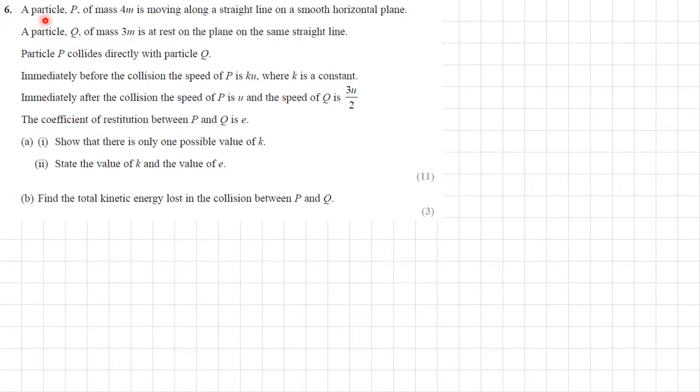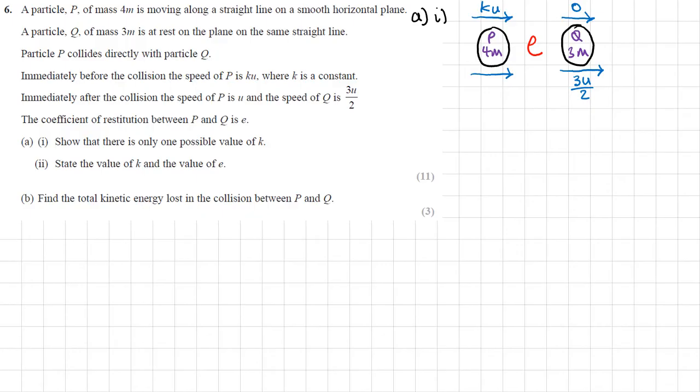Question 6. A particle P of mass 4m is moving along a straight line on a smooth horizontal plane. A particle Q of mass 3m is at rest on the plane on the same straight line. Particle P collides directly with particle Q. Immediately before the collision, the speed of P is ku, where k is a constant. Immediately after the collision, the speed of P is u, and the speed of Q is 3u/2. The coefficient of restitution between P and Q is e. Part A, part 1, show that there is only one possible value of k.